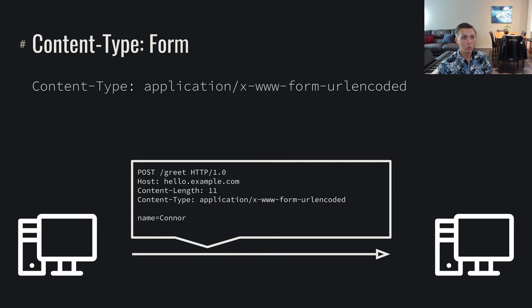So in this case, we declare to the web server, hey, we're using a content type of application/x-www-form-urlencoded. What that means and what that structure looks like is that we can have a number of fields where each field is represented with its key, in this case name, and then its value, in this case Connor, and they are separated with an equal sign. We could also have more values in there, and those other values would be separated with an ampersand.